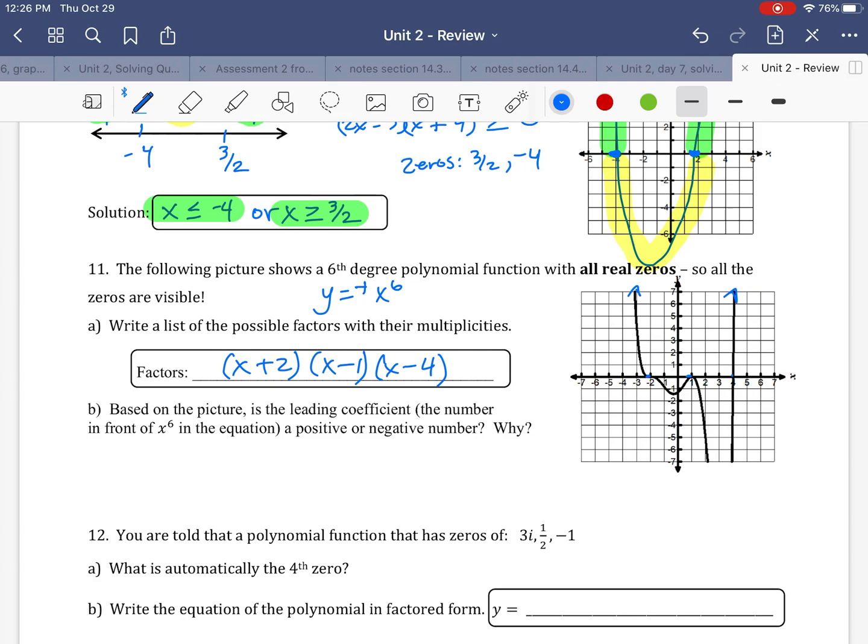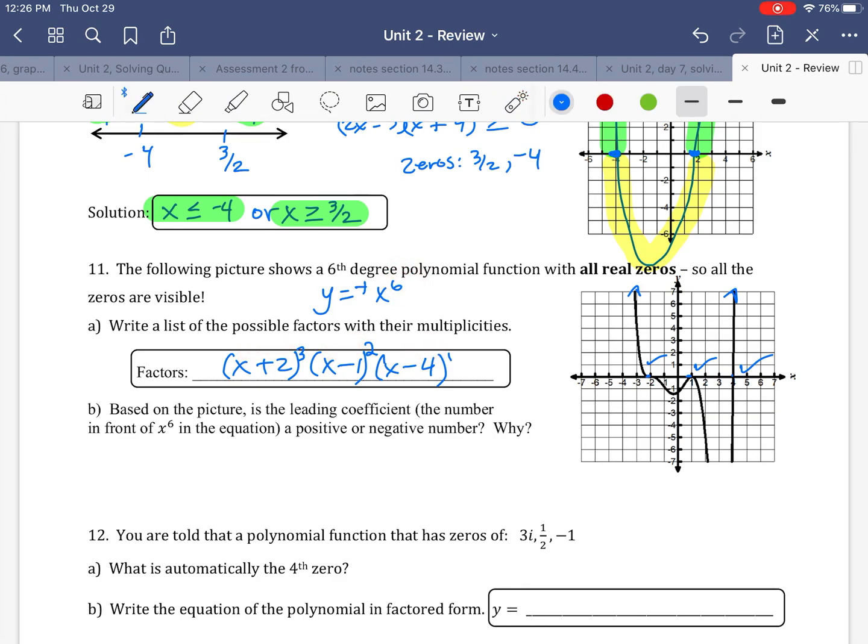Now the 4 has a nice clean pass-through right here, so I'm going to put it power 1. The 1 right here has bounce, so that has to be at least a 2. And then this right here, the -2, it's passing through, but it's slow, so it jumps up to a 3. And so look at that. These, x to the 3rd, x squared, and x to the 1st, 3, 2, and 1 add up to 6. That's how you get your 6th power.